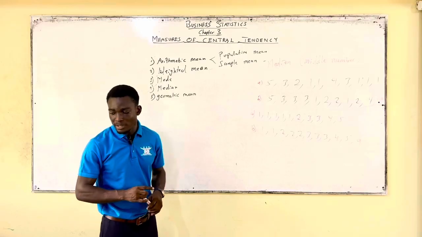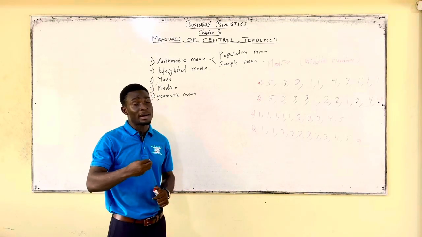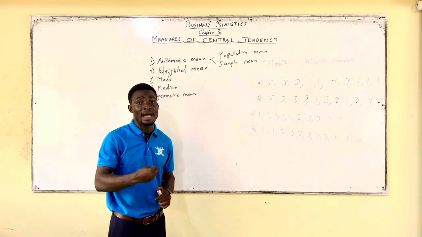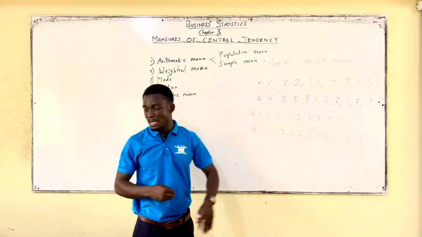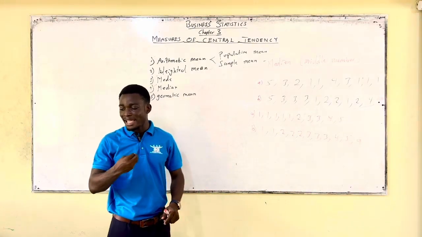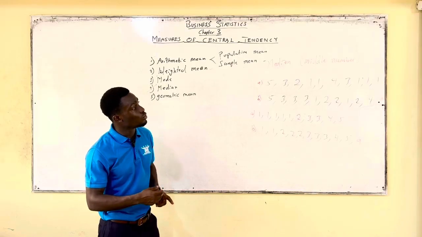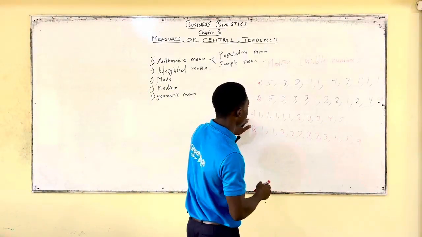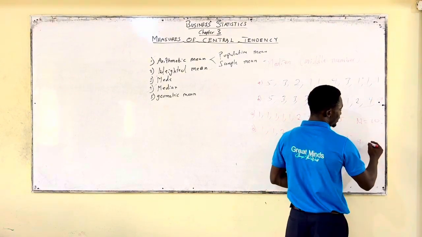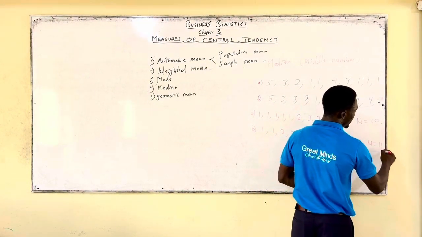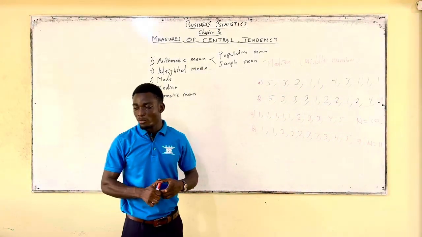First of all, rearrange it in order of magnitude, that is from the lowest to the highest. That is what we have done here. We have formed the arrays. Then the next step is to let n be the number of observations in the array. So for this one, n is equal to 10, and here n is equal to 11.